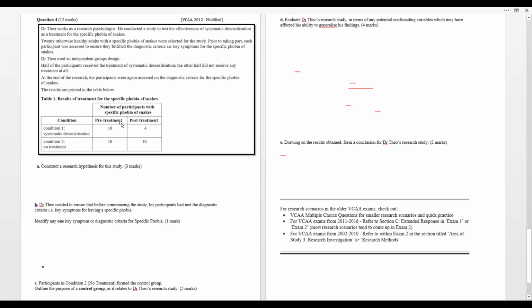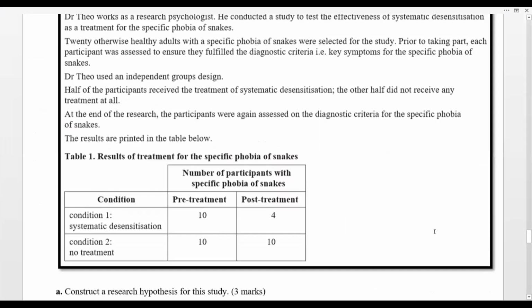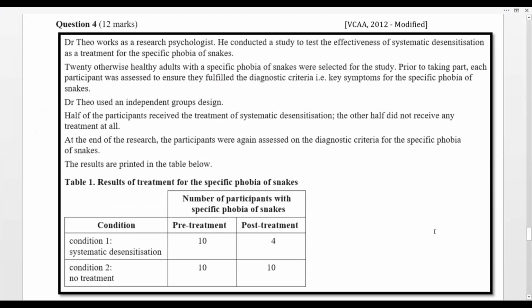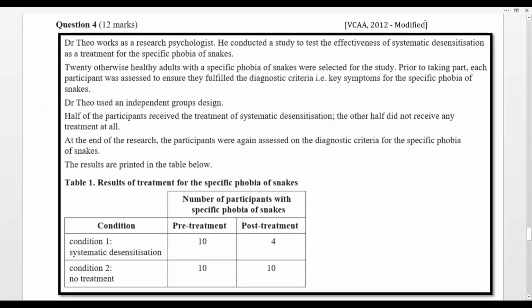Okay, so this is just a research scenario. I hope everyone can see what I've shared. I'm going to zoom this in so it's easier for everyone to see. This one is taken from VCAA 2012. Obviously, the questions have been modified to fit with our study design, but the research scenario is very relevant for us, specifically because we did specific phobia. Yes, we will go through sampling procedures after I finish with this one. I haven't forgotten about that.